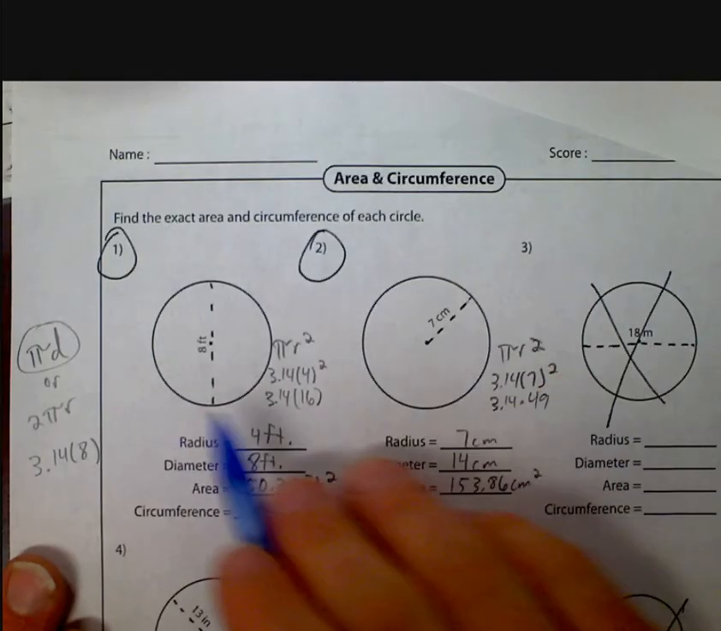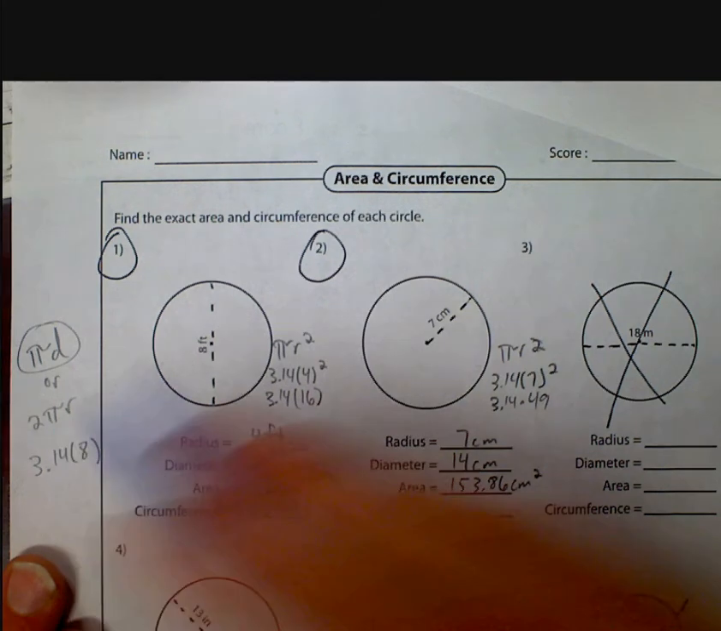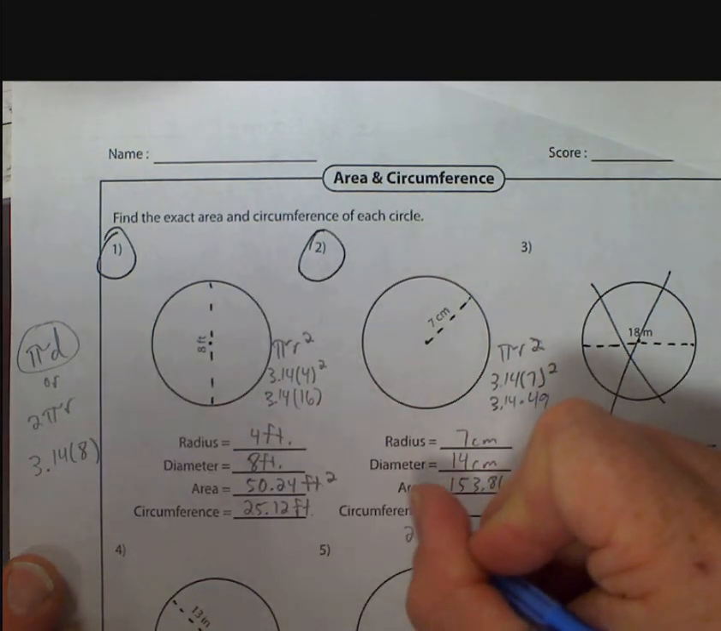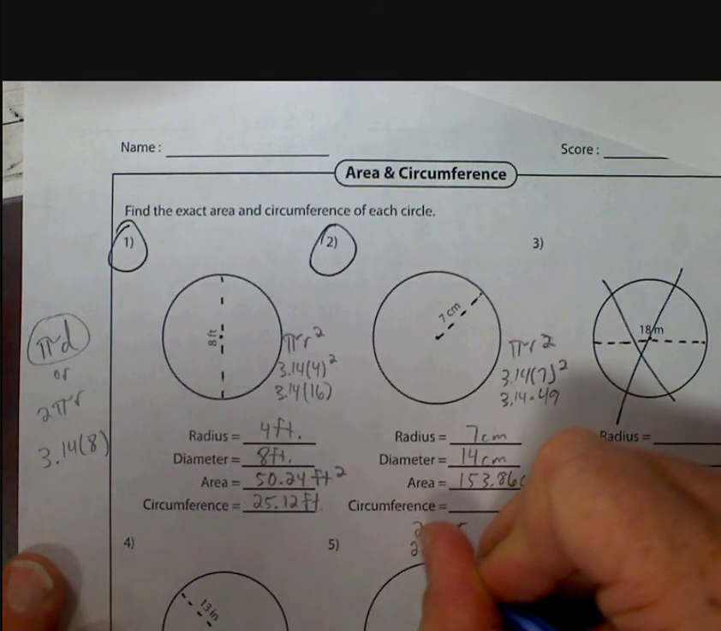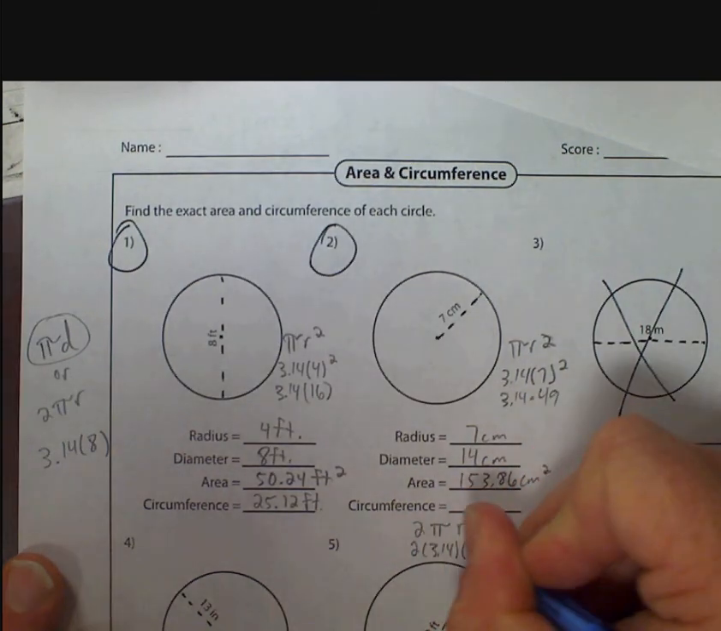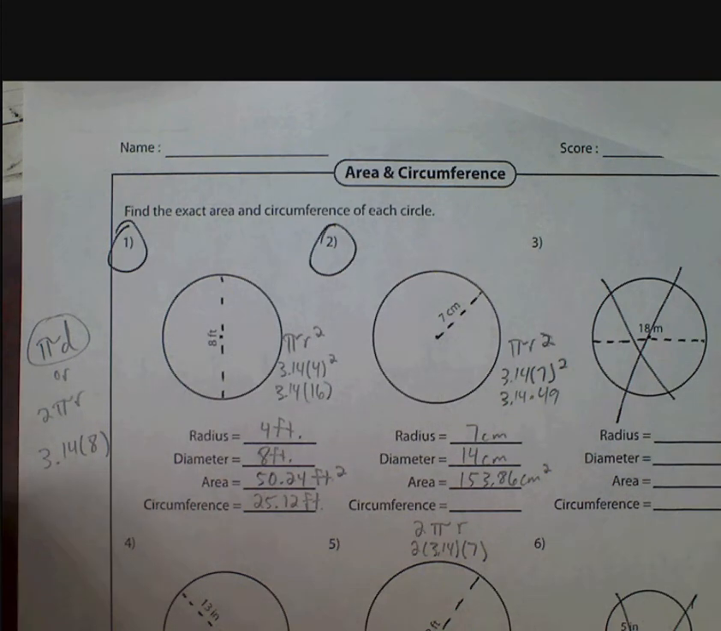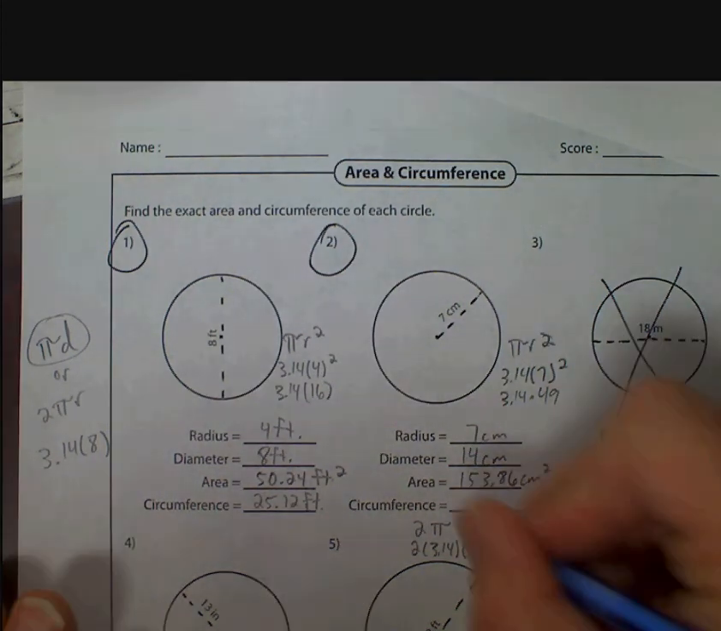My circumference, I am given the radius. So this time I'm actually going to use 2 pi r. So I would have 2 times 3.14, my radius is 7. 2 times 3.14 times 7 gives me 43.96.